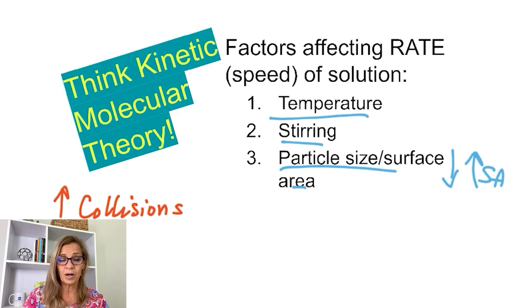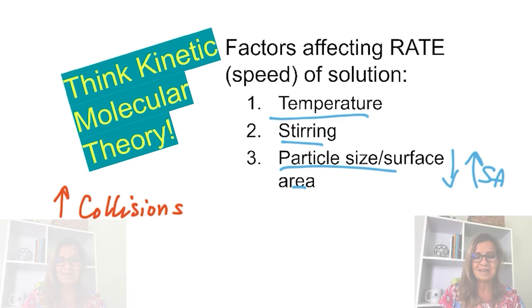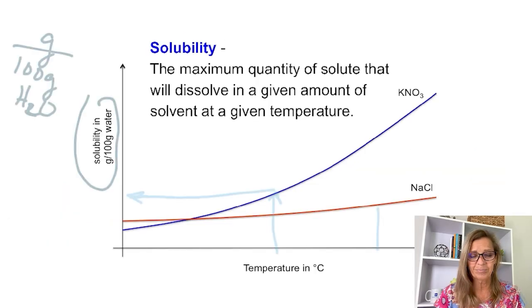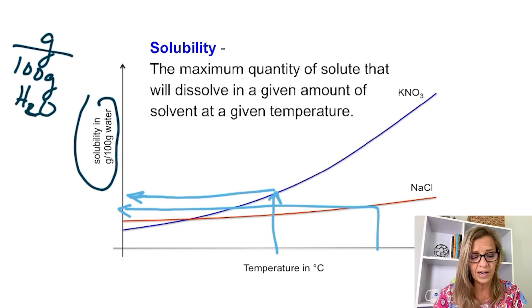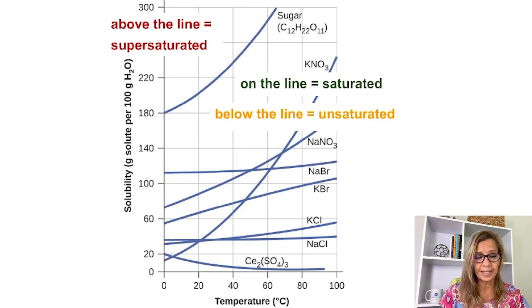and that would cause more effective collisions so that we can dissolve something faster. Here's a different one, sodium chloride. So it is related to temperature. Obviously, the higher the temperature, the greater the solubility.